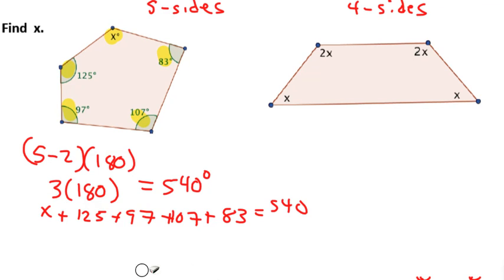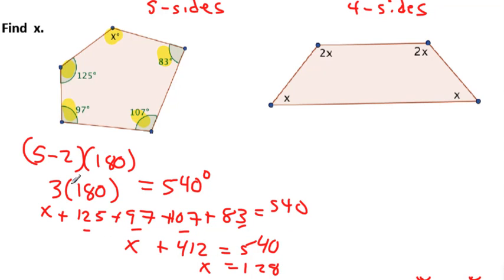Basically add all these numbers together. So x plus, what does all that add up to? Someone tells me 412? Then what do we get? We get 540 minus 412, and that's 128. So x equals 128. That's what we get here, and we can check it by adding them all up, and it should equal 540 degrees. Alright, let's try the next one.